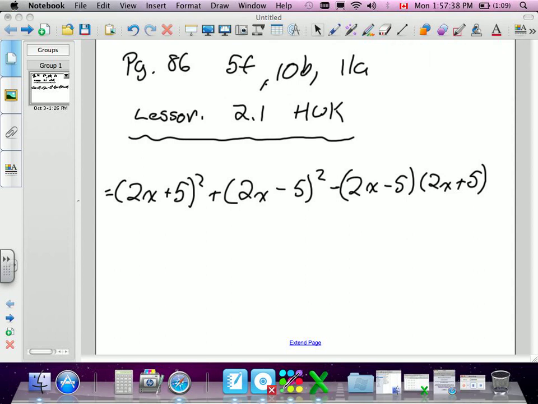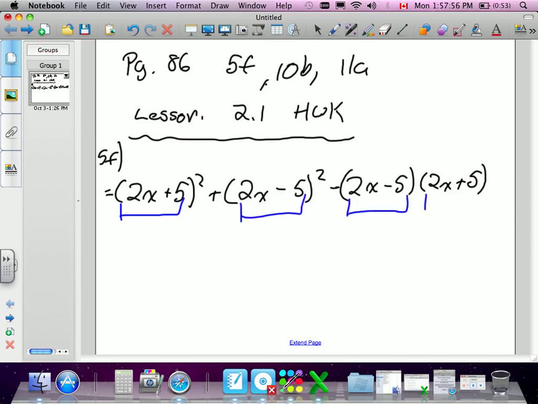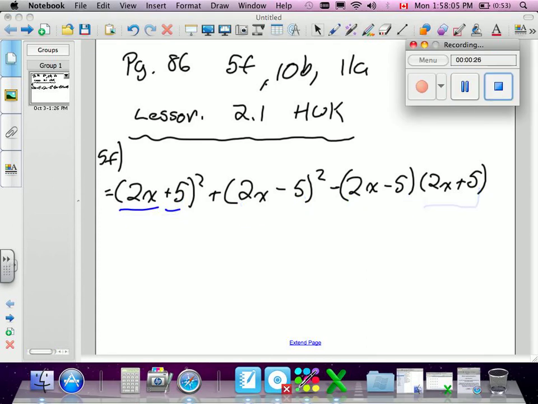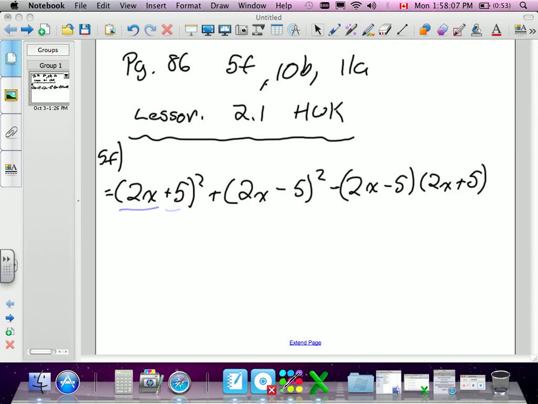Okay, this is question 5F from your homework Friday night, lesson 2.1. It says to expand and simplify. So, first thing we need to deal with, according to BEDMAS, is inside the brackets. I look inside of all of these brackets, and none of these are like terms. There's either a constant and a variable put together, so I can't combine the two. So I can't simplify anything.